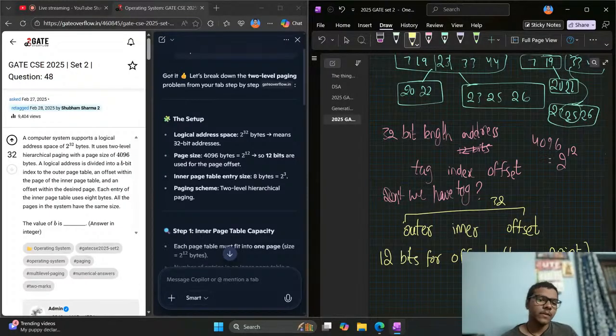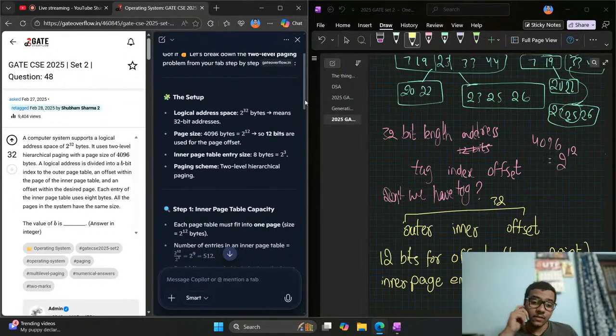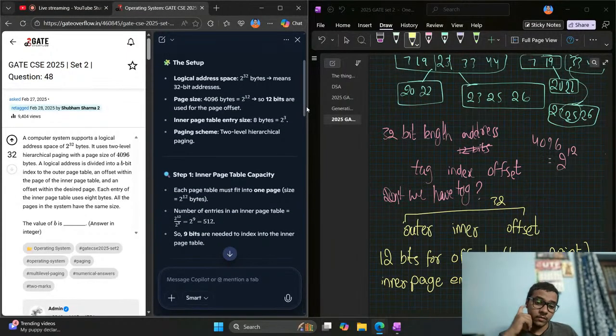Inner page table entry size. Each entry in the inner page table uses 8 bytes. Inner page entry size is equal to 2 power 3 bytes. Okay, that makes sense. Each page table must fit in one page.